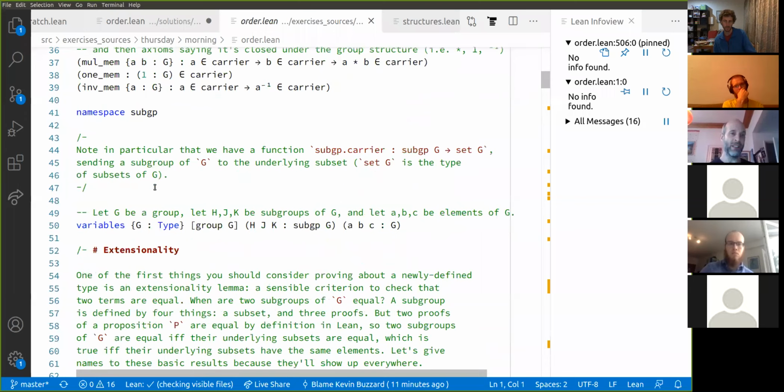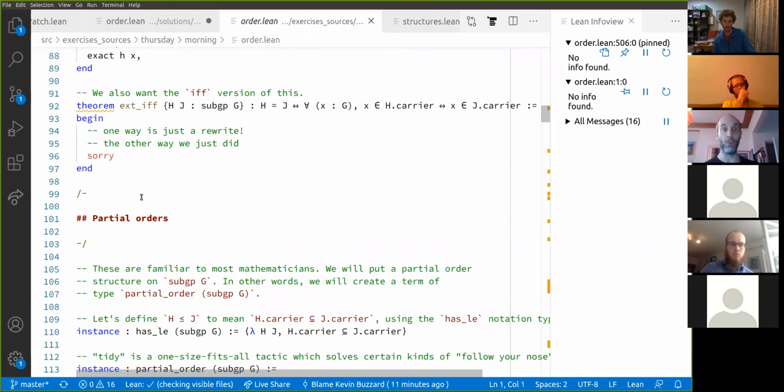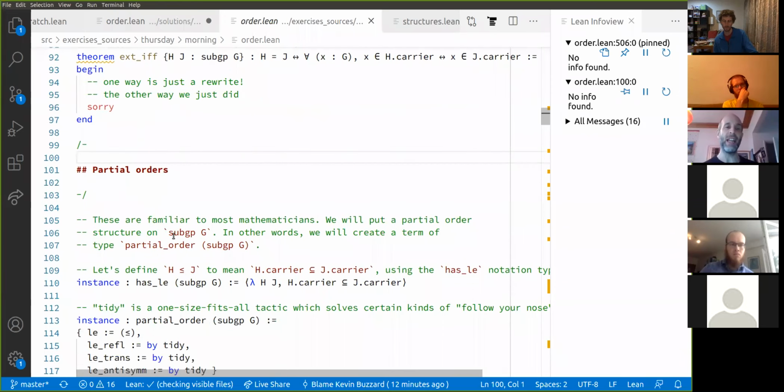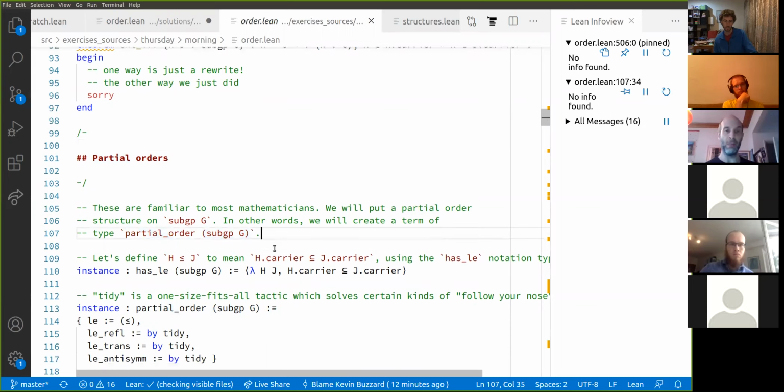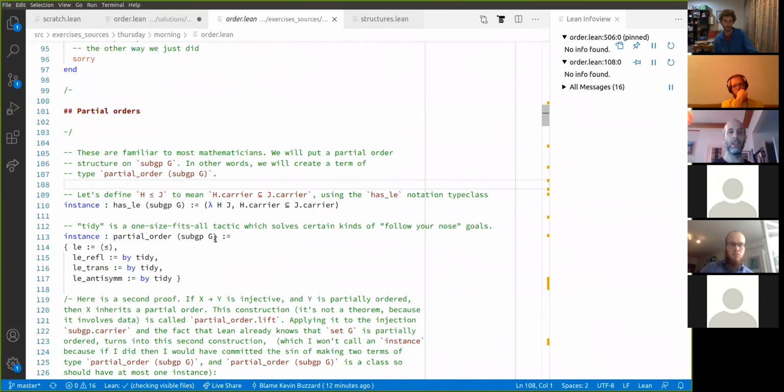And why have I set up the theory of subgroups? Because I'm now going to show you how to put some order structures on this type of subgroups. The first natural thing to put on this type of subgroups is to show that they're a partial order, right? How do we partially order subgroups? We just partially order subgroups by saying, we can look at inclusions of the underlying subsets, right? That's a very natural way to order subgroups.